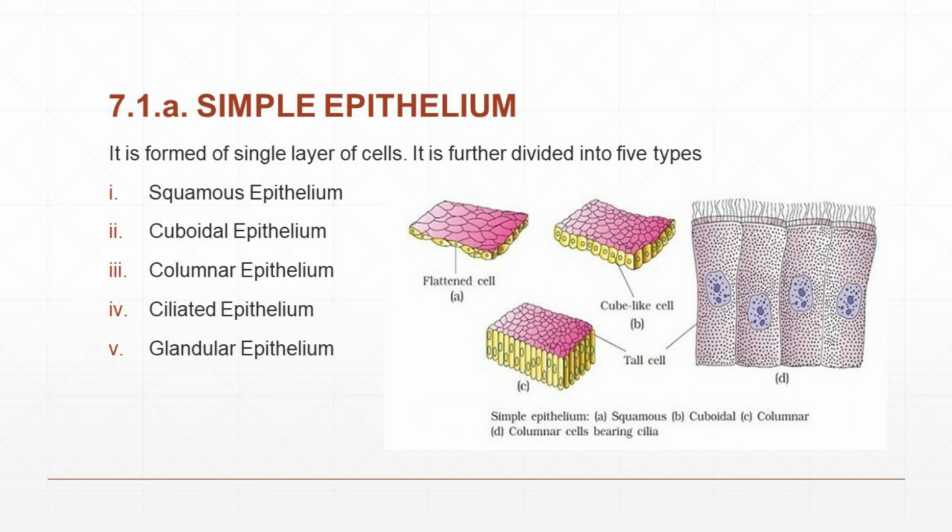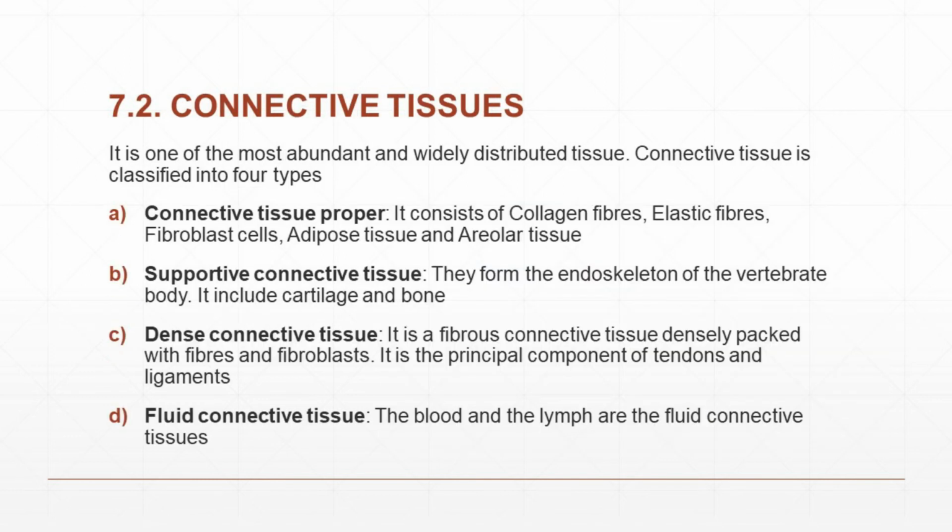Now, the next type, that is connective tissue. Connective tissue provides a structural framework and gives support to different tissues forming organs. Connective tissue is classified into connective tissue proper, supportive connective tissue, dense connective tissue, and fluid connective tissue. Now let us learn one by one. First one is connective tissue proper.